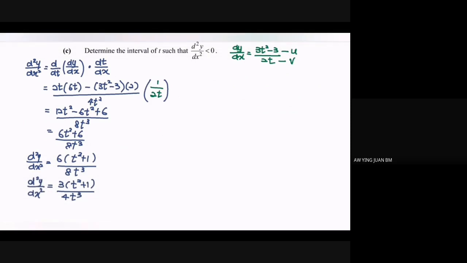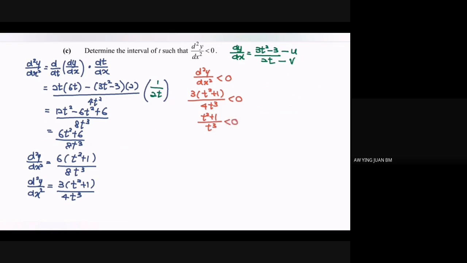So now refer to the question. The question asks us to determine the interval of t such that second derivative less than 0. So kindly refer to the situation and we have 3 bracket t squared plus 1 over 4t cubed less than 0. So we will have t squared plus 1 over t cubed, which is less than 0.